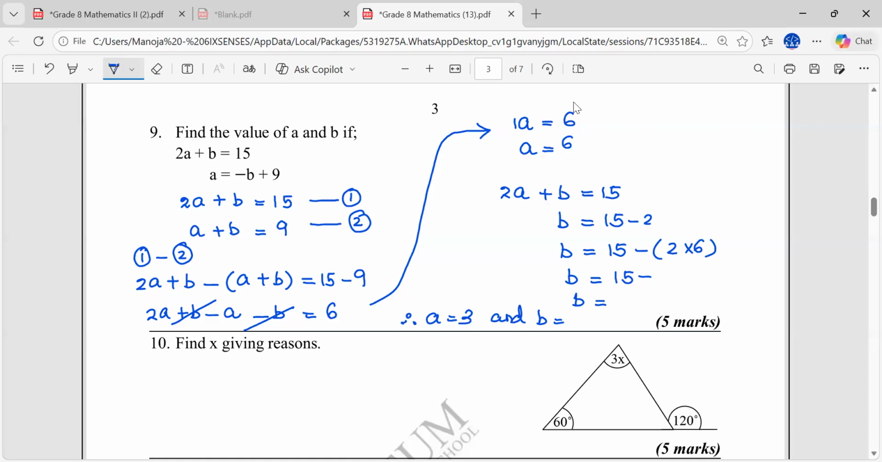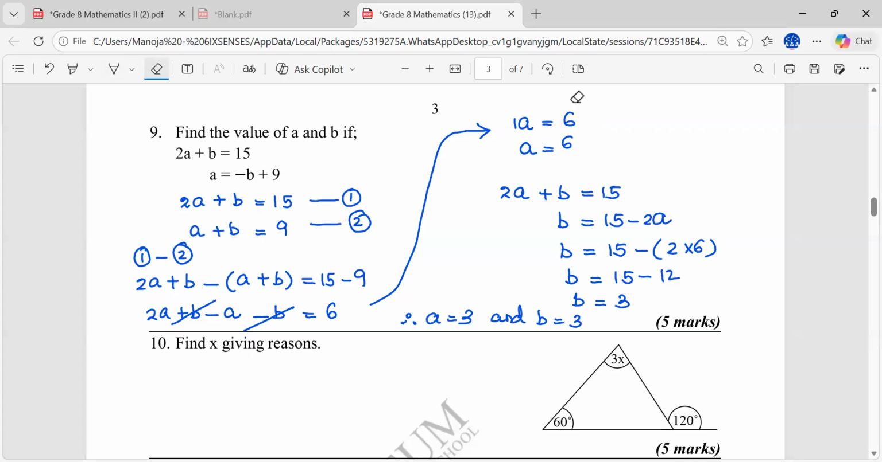So 2 times 6, it is 12. And then here 15 minus 2A. And this becomes 3. And I want to double check now. 2 times, 2 times, this one should be 6.